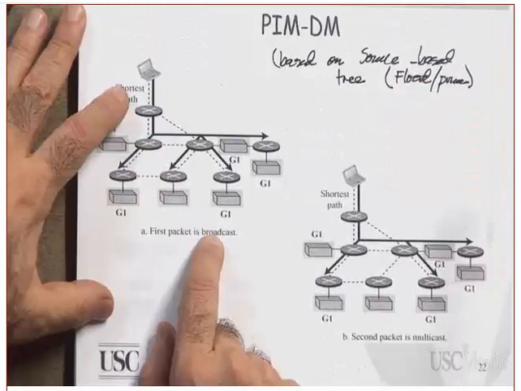What does he do? Listen to what he does. He sends the pruning message to the RP. Why? Because he is telling the RP, I don't want you to send me those multicast packets anymore. And to this one, he sent a join message. Did you lose me? Did you understand what I said?